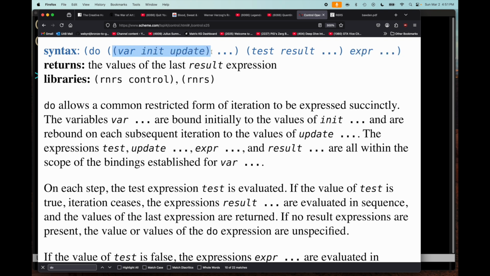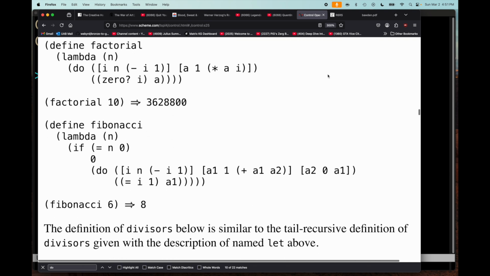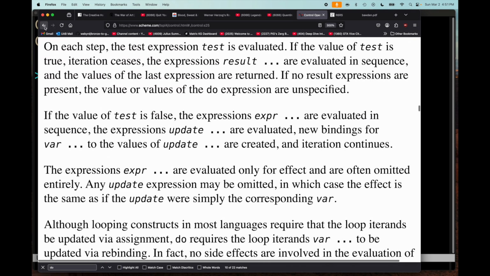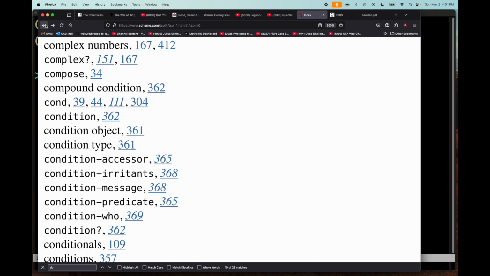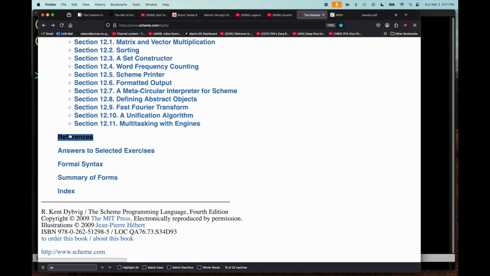Zero or more of these bindings, or these triples, I should say. I shouldn't say it's a binding. Zero or more of these tests. Or sorry, it definitely needs a test, but zero or more results. Anyway, you can read the syntax. And then it's got some examples of it. All right, so you can look up do, learn a little Scheme that way if you want. I don't use do very often, but if you're doing imperative stuff in Scheme, it can be convenient.